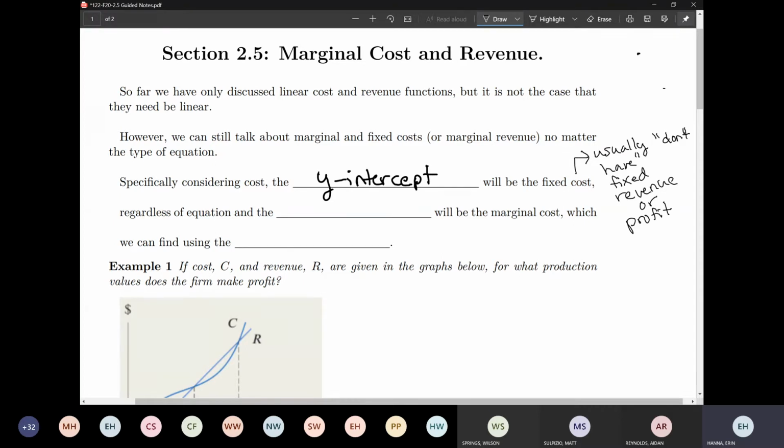And then the slope is going to be the marginal cost. Now, we already knew that when we were talking about linear, but if you don't have a linear function, how can you talk about the slope? Well, we just started figuring out this thing called the derivative that tells us slope. So we can find the slope, or the marginal cost, or marginal revenue, or marginal profit of absolutely any function by using the derivative.